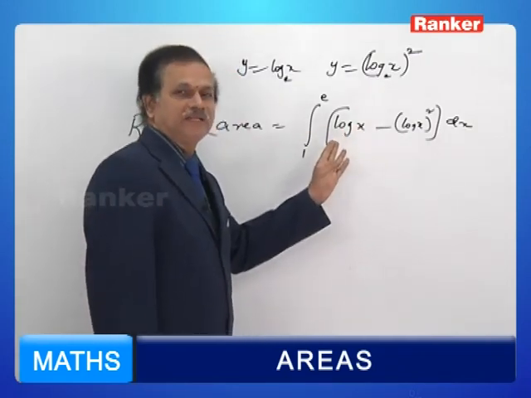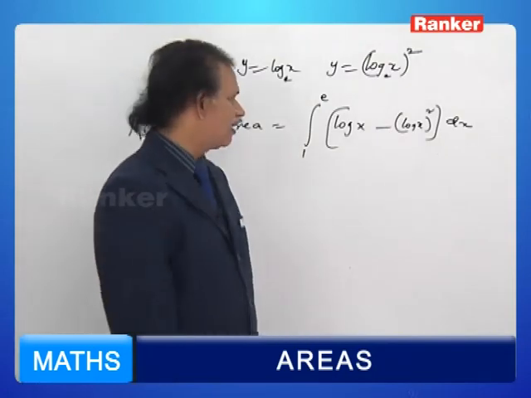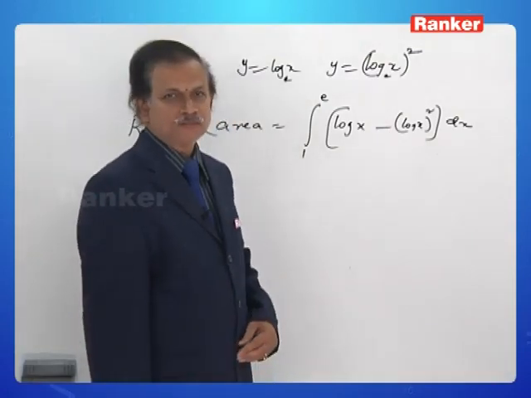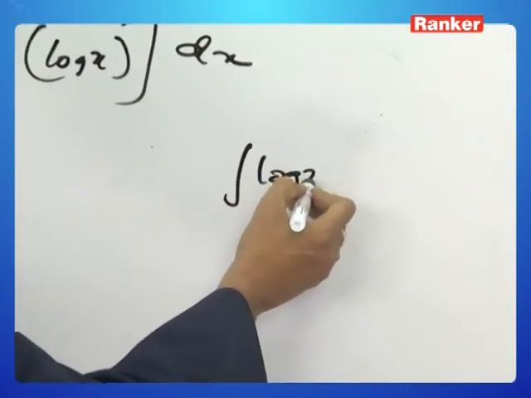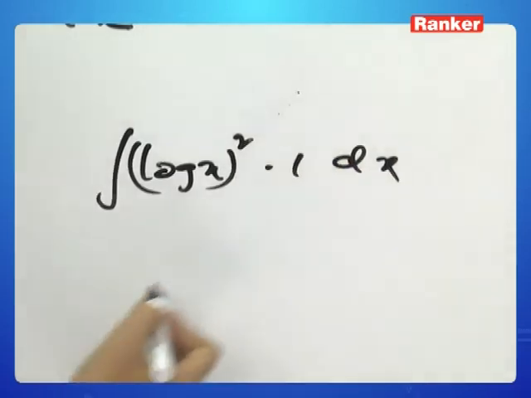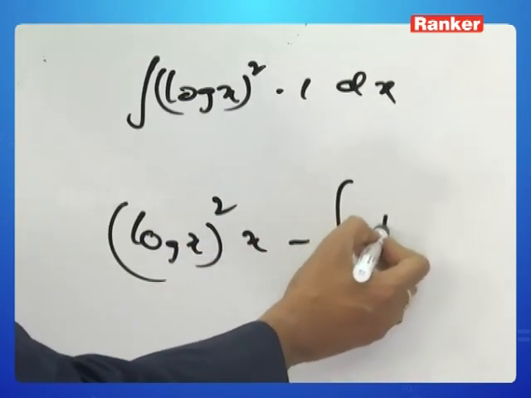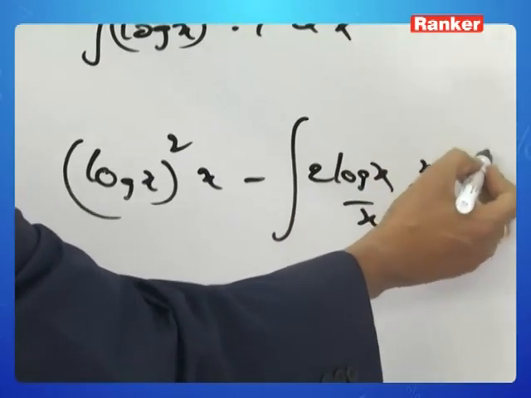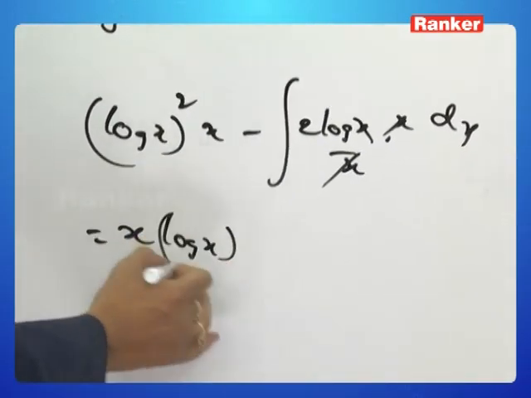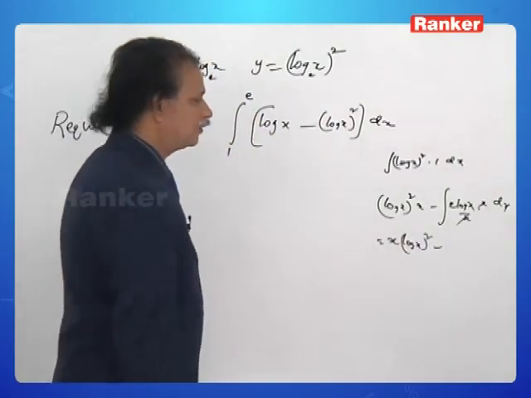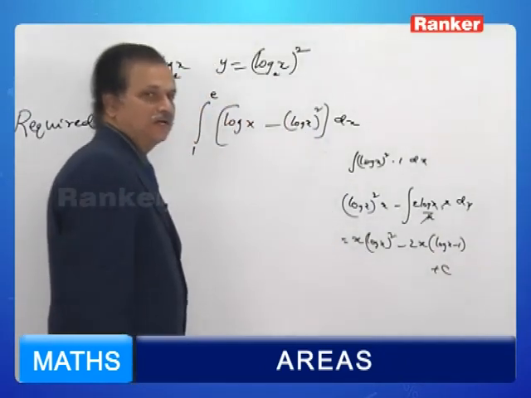For log x, we know that the integral is x log x minus x, or x into log x minus 1. For log x whole square, we are not that much aware. Let us derive that separately. Integral of log x whole square into 1 dx. So log x whole square into x minus integral of 2 log x by x into x dx by using integration by parts. So it is x into log x whole square minus 2 log x. What is integral of 2 log x? 2 into x into log x minus 1 plus c. That's the answer. Therefore, we use it.